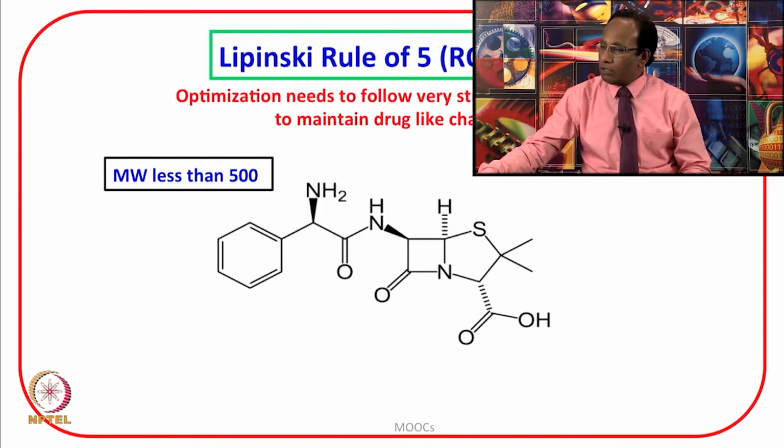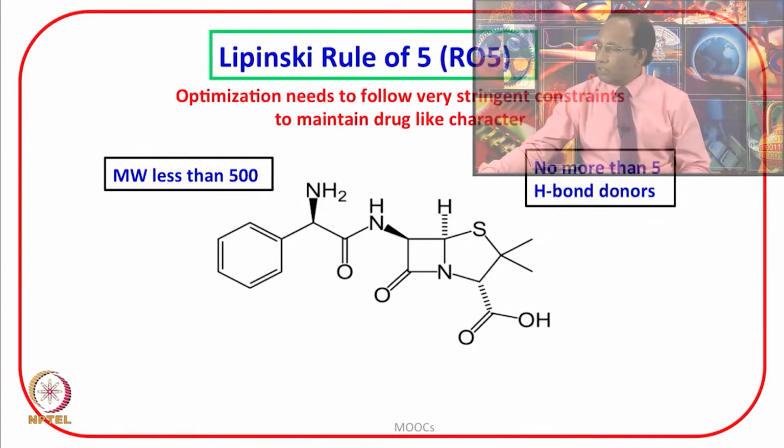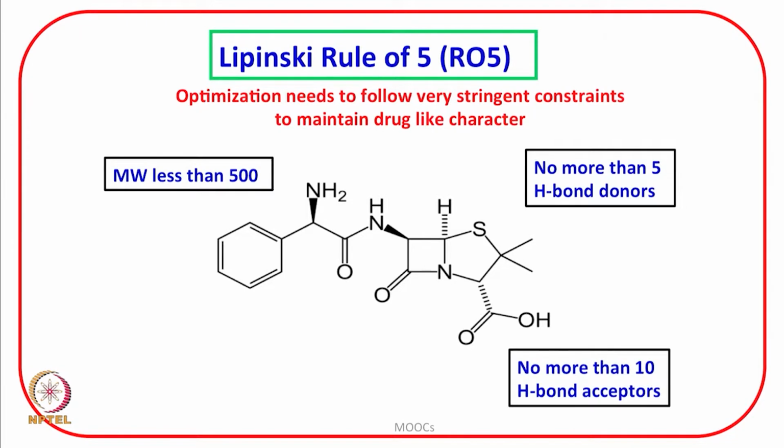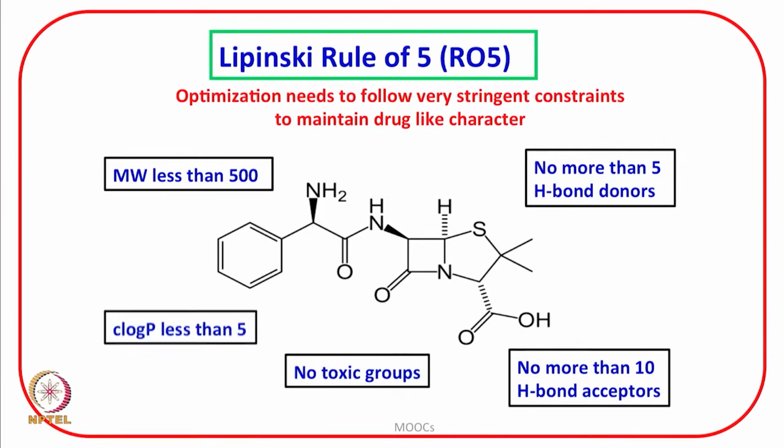let us take a look at, molecular weight should be less than 500, there should be no more than 5 hydrogen bond donors, there should be no more than 10 hydrogen bond acceptors, and there should not be any toxic group, and finally C log P should be less than 5. So, these 5 constraints, 1, 2, 3, 4, 5, that is why it is called RO5, Lipinski rule of 5.